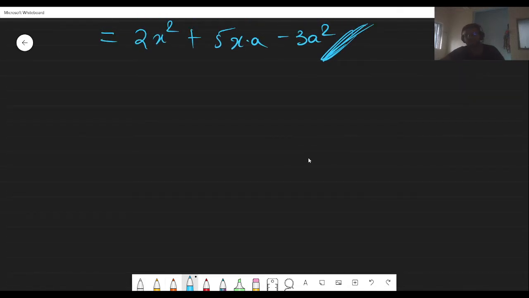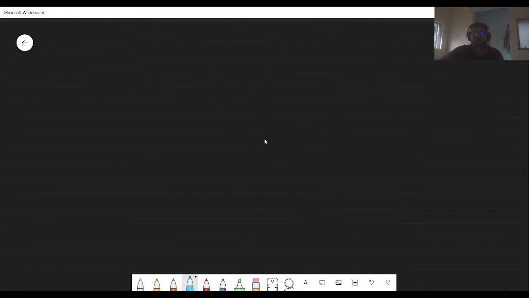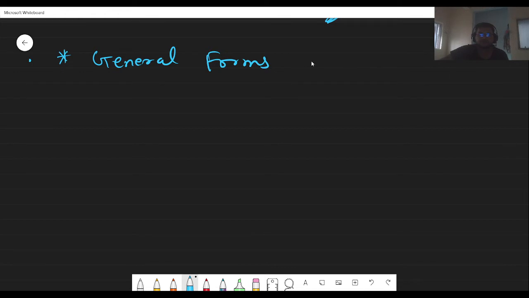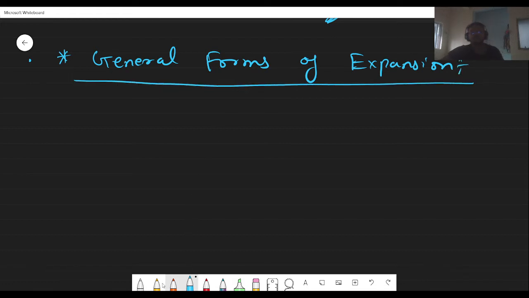Now today we'll start by studying the general forms of expansion. What are the general forms we can learn and try to memorize, so that whenever we are in need we can apply them directly? So, general forms of expansion. Fine. There are a few general forms we can try to memorize.